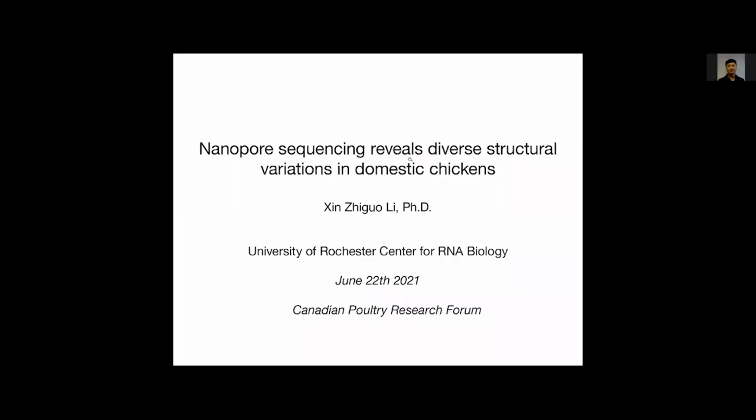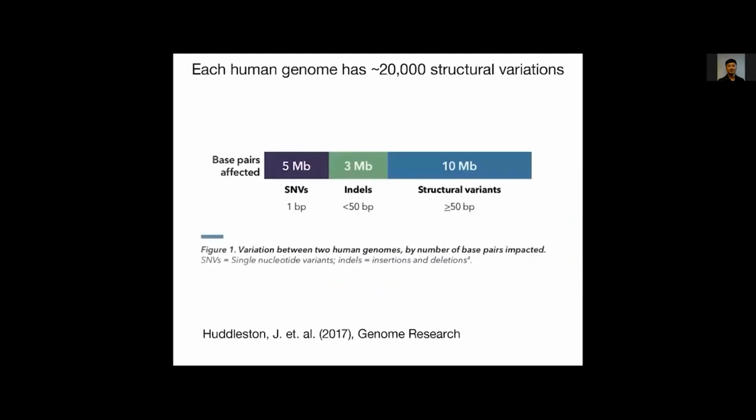Hello, everyone. It's a great pleasure to introduce to you a new direction in my lab, in which we use nanopore sequencing to detect the structural variations in diverse domestic chickens. A lot of you may have heard about the SNP, single nucleotide polymorphism, which is a mutation that only affects one base pair. For mutations that affect over 50 base pairs, we call them structural variations, or SV for short.